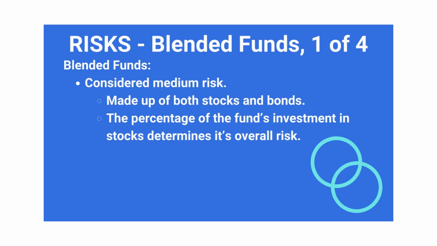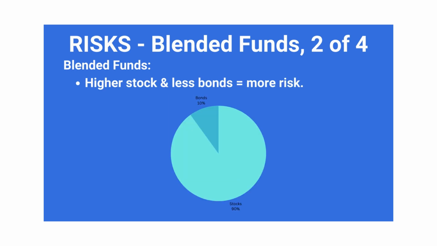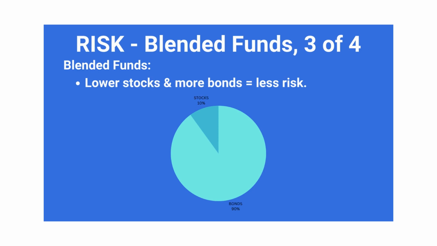Now let's discuss blended funds. Blended funds are considered medium risk. They're made up of both stocks and bonds, as previously discussed, and it's the percentage of the fund's investment in stocks that determines its overall risk. The higher the stock component of the fund and the smaller the amount of bonds, the more risk the fund is said to have. Conversely, the lower the amount of stocks in the fund and the more bonds the fund has, the less risk the fund has.